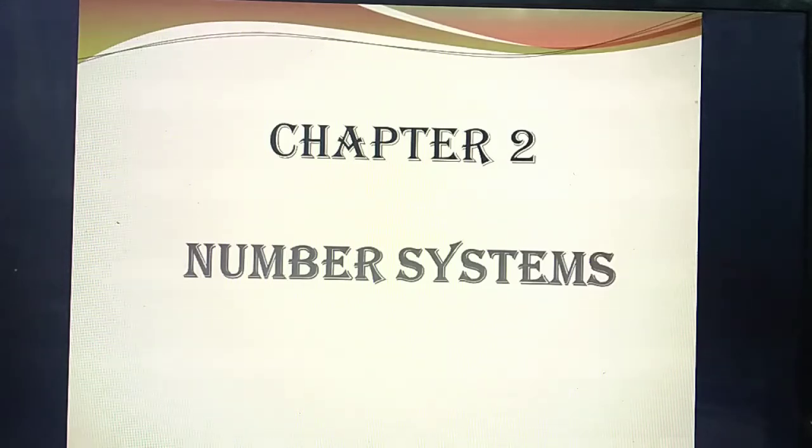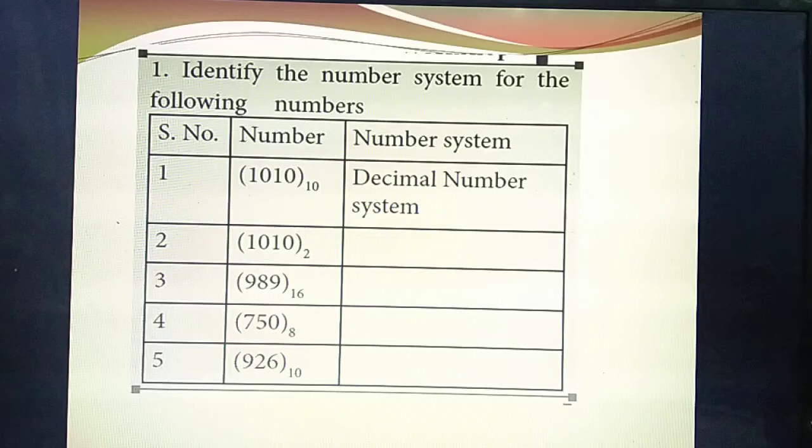How will you identify which number system a number belongs to? Based on the base value. What's the other name for base value? Radix, isn't it? The decimal number base value is 10. Binary base value is 2. Octal base value is 8. Hexadecimal is 16, isn't it? Till here I have taught. So today we are going to study number conversions.